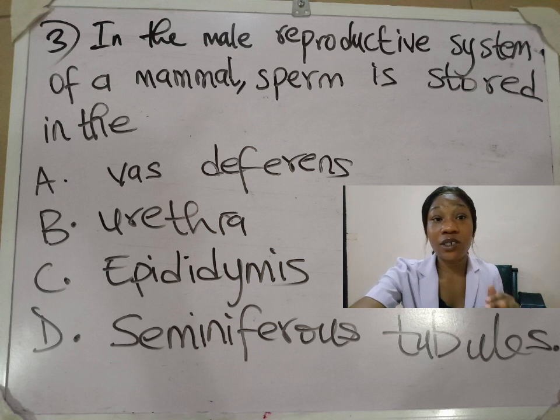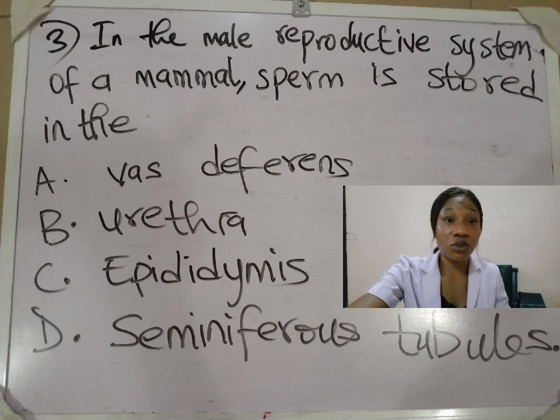Now, what is the vas deferens? Another name for it is sperm duct. When the sperm is produced, it is that duct that carries the sperm. The question says where it is stored, not where it is carried. Urethra is that duct or passage connected to the bladder. It is the duct that passes urine that has been stored in the bladder and wants to leave the body. It leaves through the urethra. Do you understand?